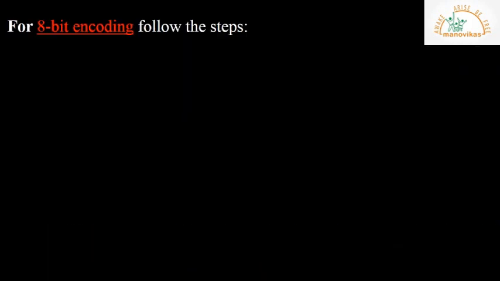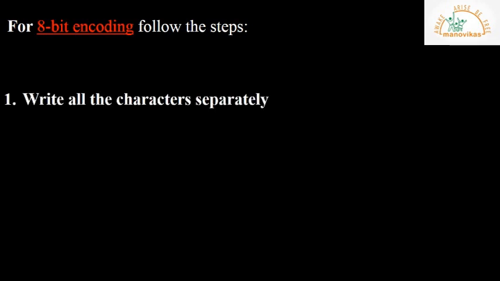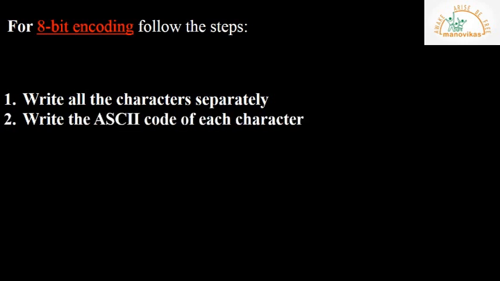There are certain steps to be followed for 8-bit encoding. Step number 1. Write all the characters or the symbols which are given to you for encoding separately. Step number 2. Pick up the respective ASCII code for each character or the symbol from the table which is shown to you just now.